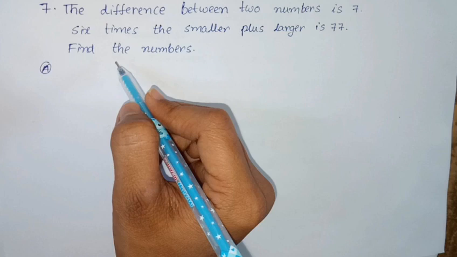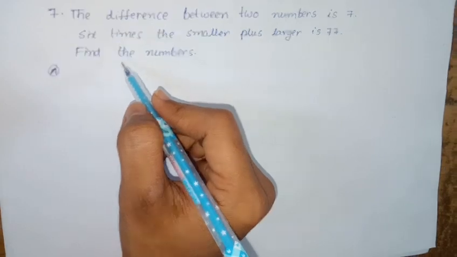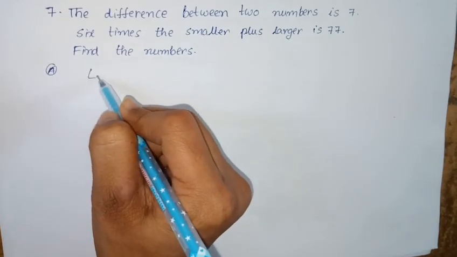Next problem, the 7th one. The difference between two numbers is 7. 6 times the smaller plus larger is 77. Find the numbers. So first consider the smaller number to be x. So let x.